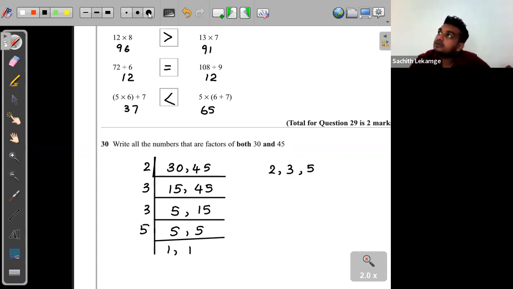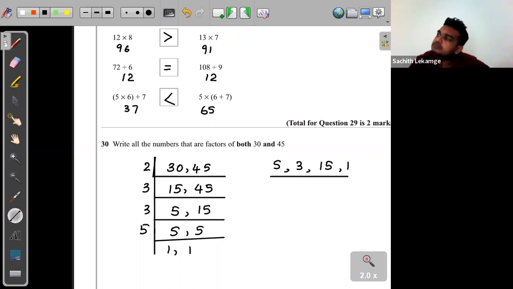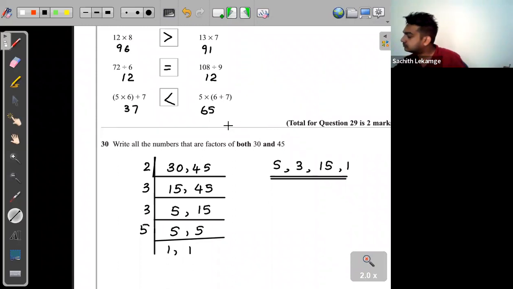2? No, you can't use. Check each factor. Can we use 5? Yes. Can we use 3? Yes. Can we use 15? Yes. 1? Yes. What else? 9? No. 30 is not divisible by 9. That's it, no? Both 30 and 45 are divisible by 5. So I got the answer. Is it wrong? Okay. Separately, you had to write like this. Put a comma and write.